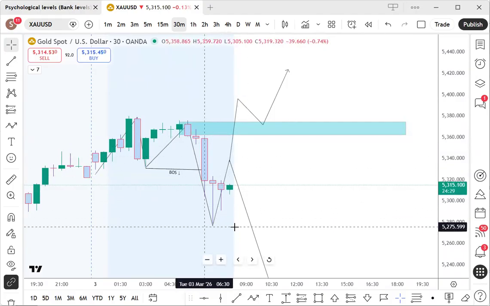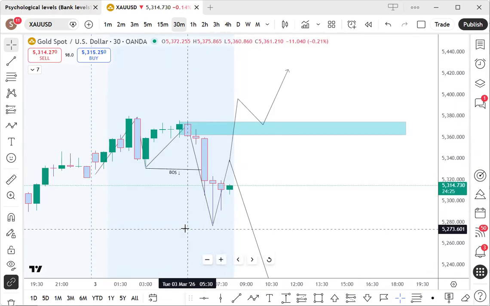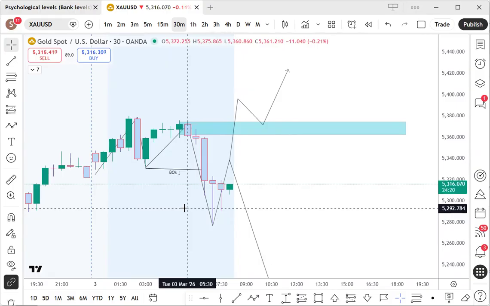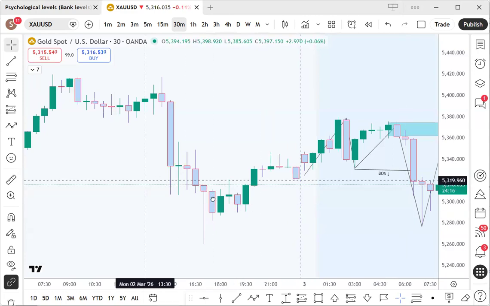Okay, but once you get a break below here, then this candle is no longer validated, right? And you never know, like we always say, you never know what price is going to do. You just take your setup, right? So let's look at what happened yesterday.